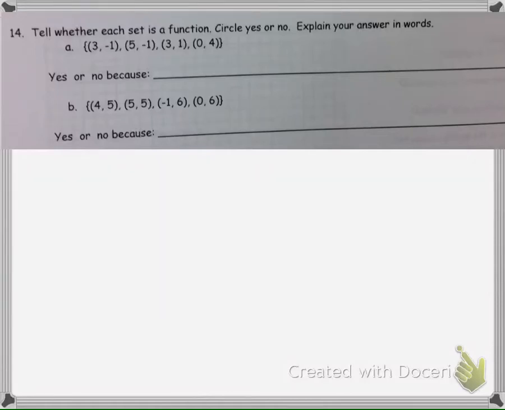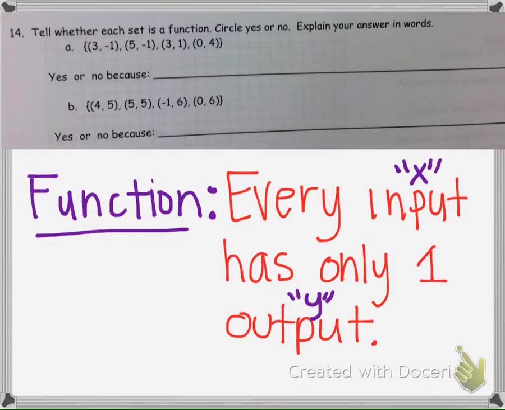Tell whether each set is a function. Circle yes or no. Explain your answers in words. So first of all, let's make sure we know what function means. To be a function, every input, or x, has only one output, one y.